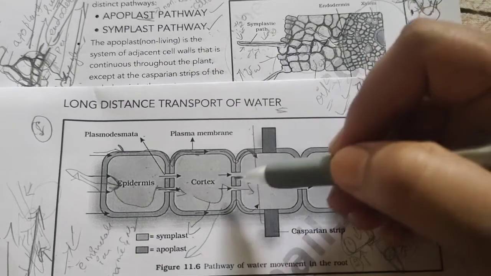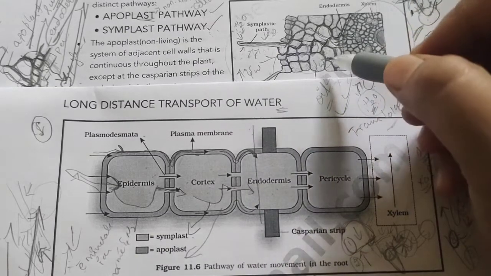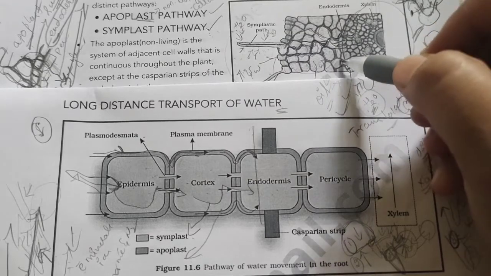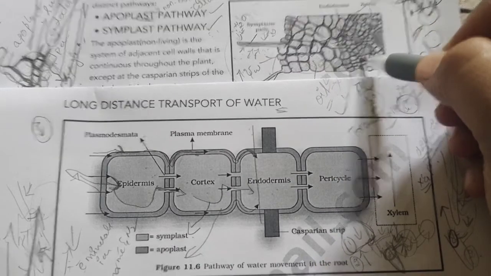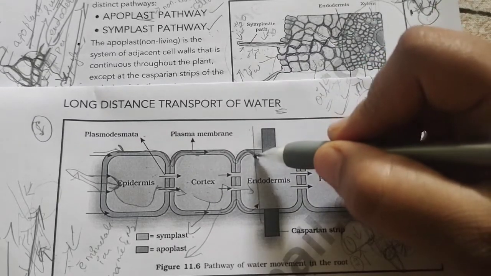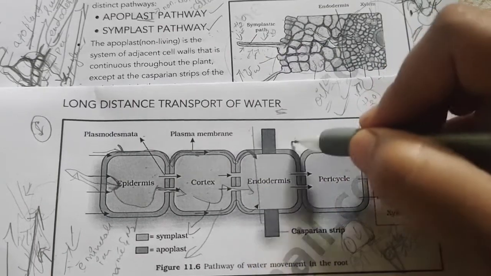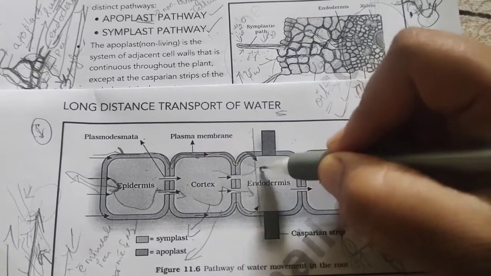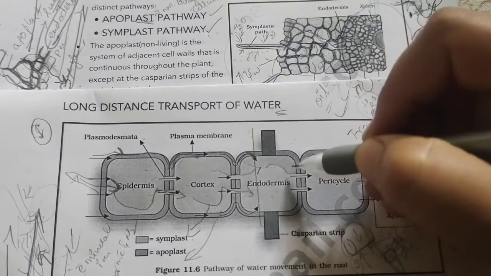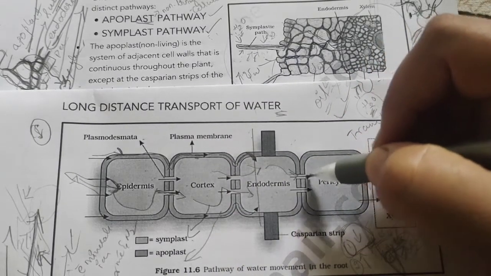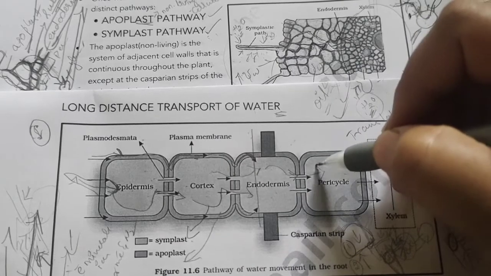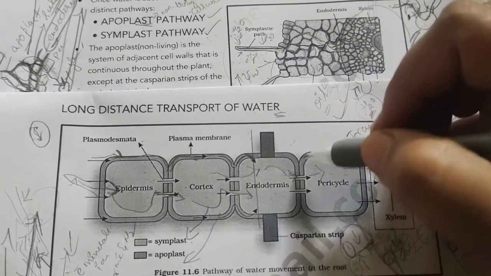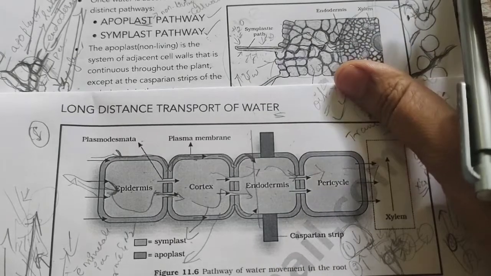That's all. As soon as water reaches the endodermis, if water has to cross this endodermal region, see, in symplast there is no problem. So water from the cortical cytoplasm reaches the endodermis, and through cytoplasmic streaming, water enters into the pericycle, the cytoplasm of pericycle, and from here it reaches the xylem. So no problem during the symplastic movement.